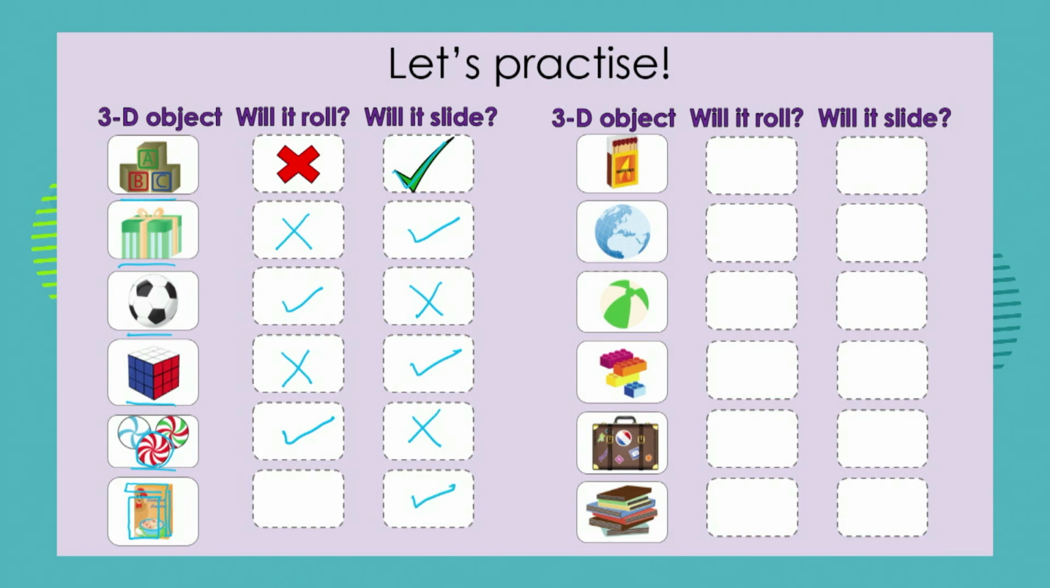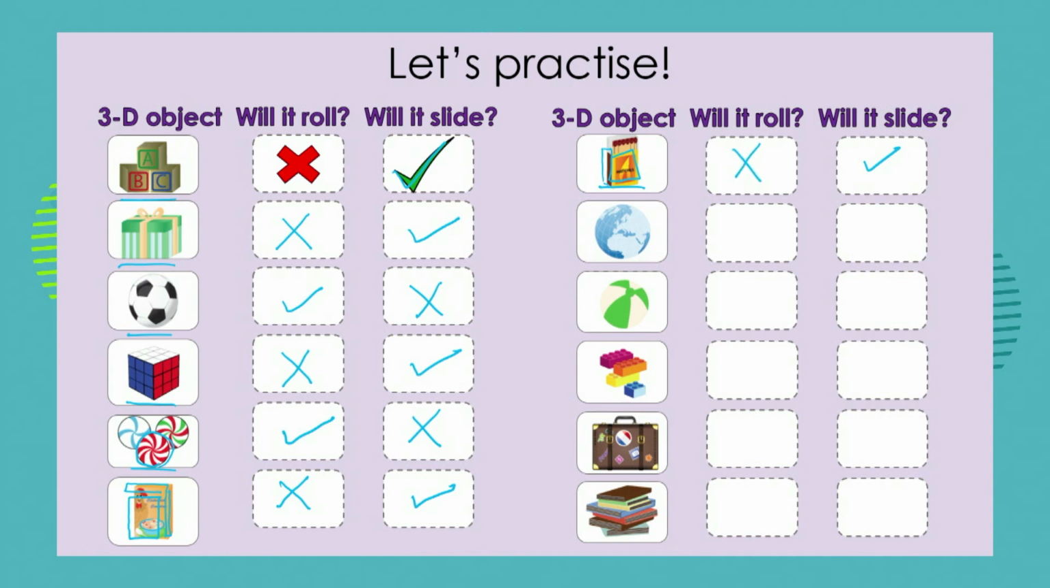So we'll put a tick under slide and a cross under roll. Our next object is a box of matches, and it looks rectangular in shape. We can also see that it has different sides. So does that mean it is going to roll or slide? Can you guess? Fantastic! It is going to slide and it will not roll.